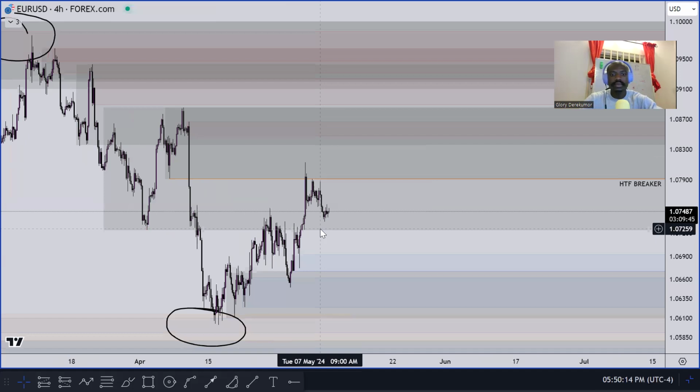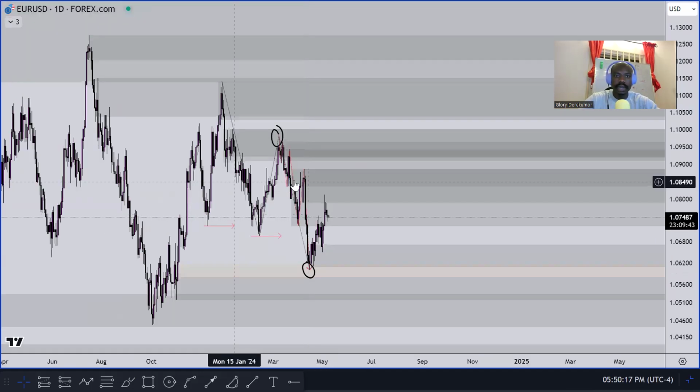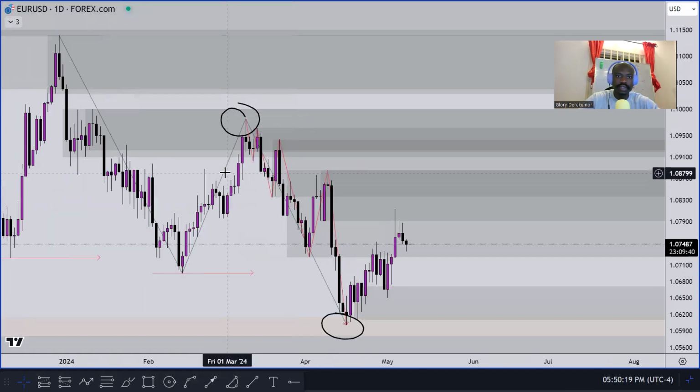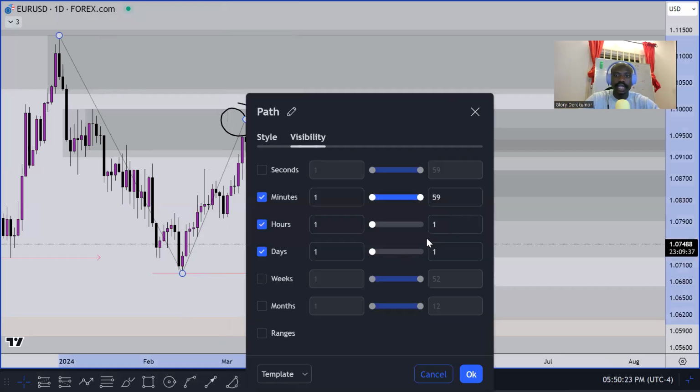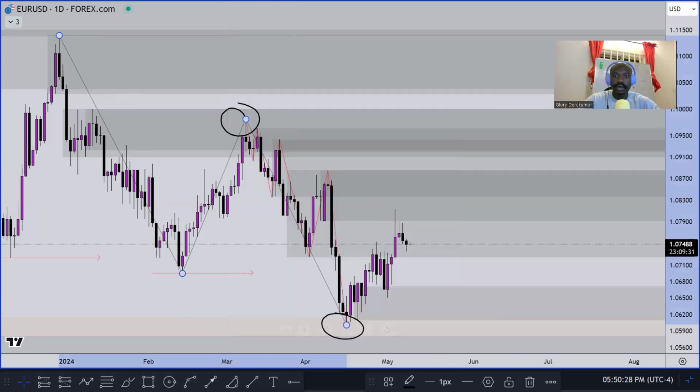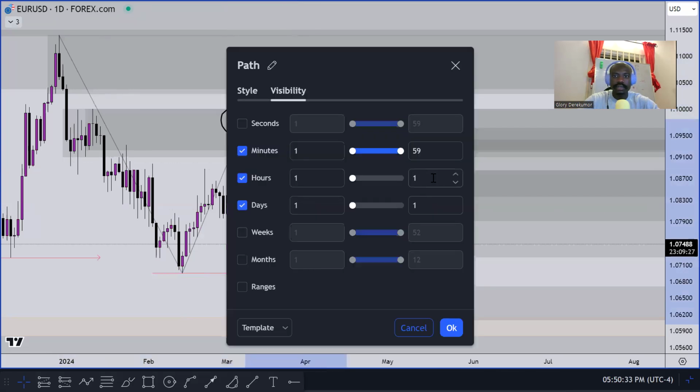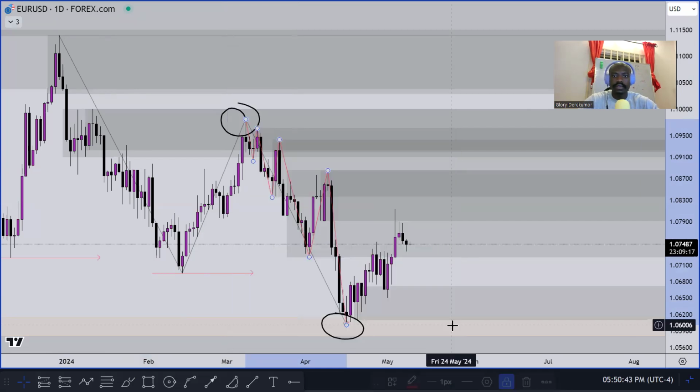Wait, hold on. Now, what I'm going to do is I want to make this visible on the 4-hour time frame. So this line here, go to visibility and make this visible on the 1 hour to the 8-hour time frame. Okay, lock that in. So for the red line, double click on this, make it visible from the 1 hour to the 4-hour time frame. I don't want it to be visible on, yeah, that's cool. That's cool. 4-hour time frame.